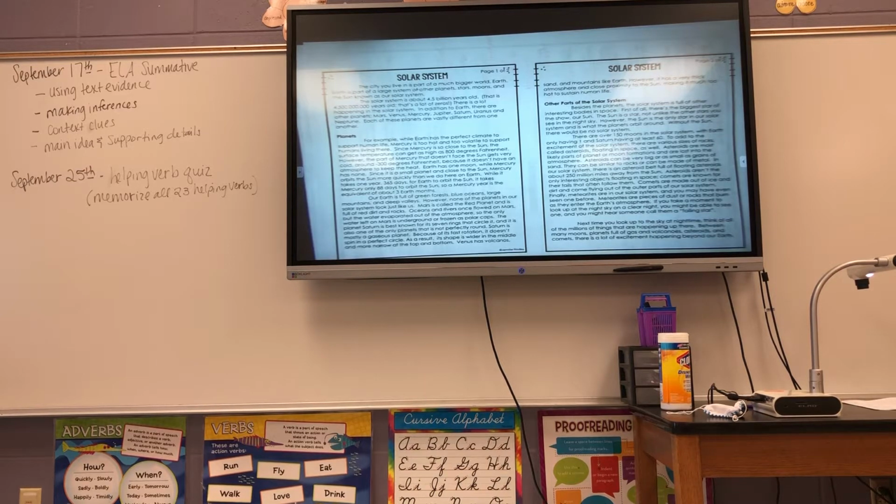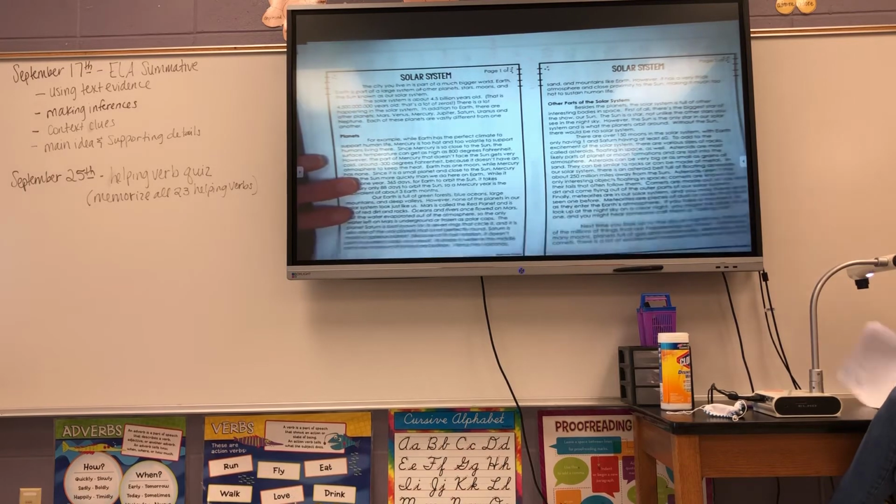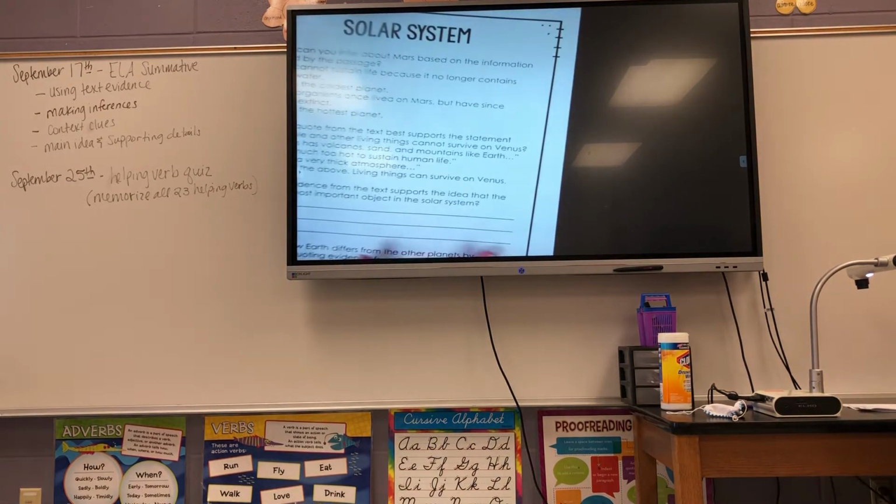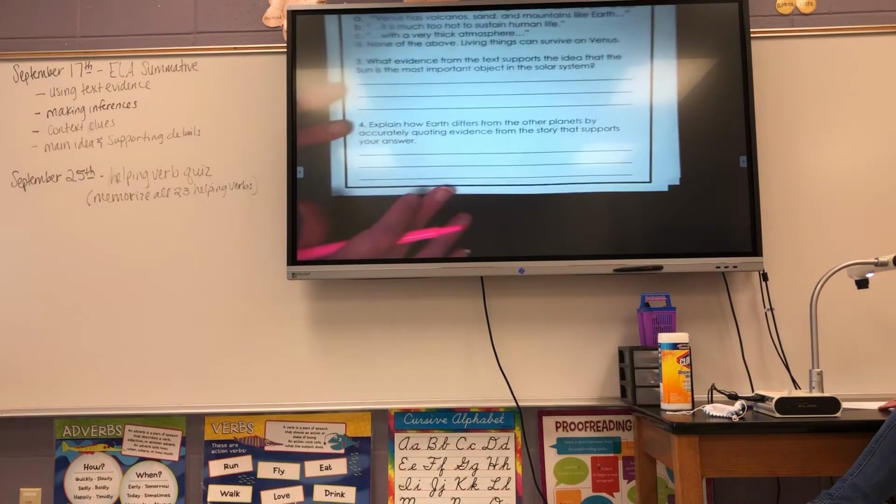All right, guys, we are on our last question today for our solar system passage. Remember, we have been looking at this passage this week on the solar system, and it describes what the solar system is and how it works, and the planets that are part of our solar system, and the other parts of the solar system, like the sun and all of that. And so we've looked at the different questions for this week. And so today we're going to look at question 4.